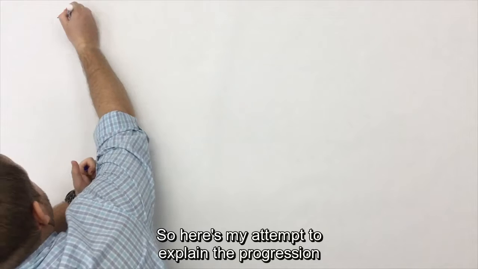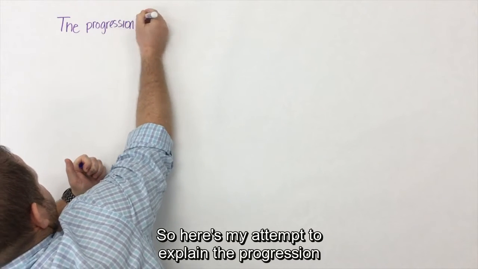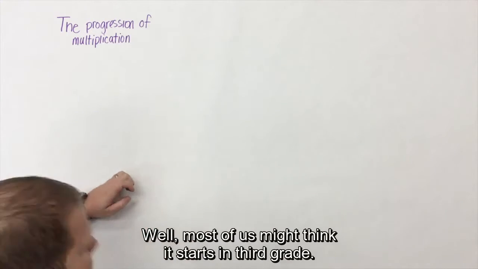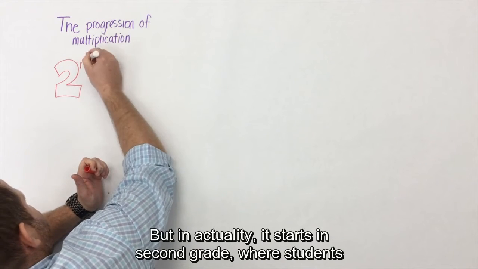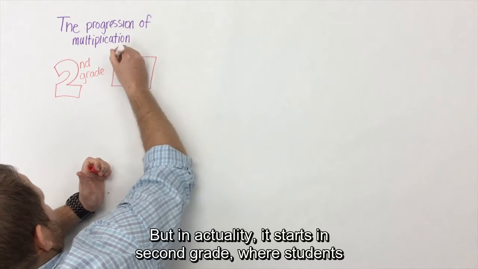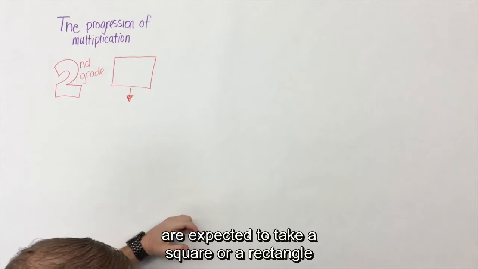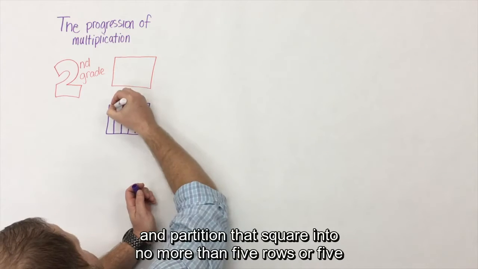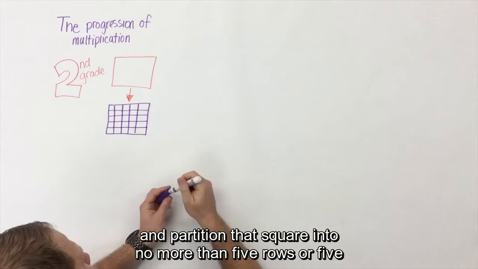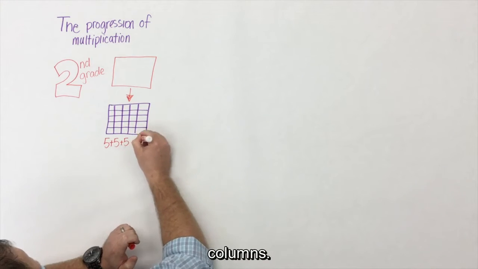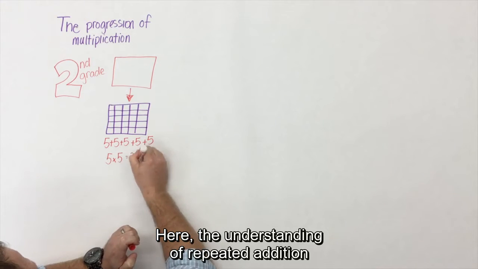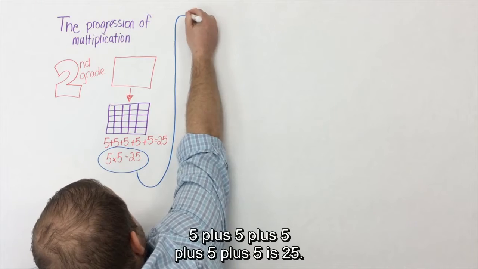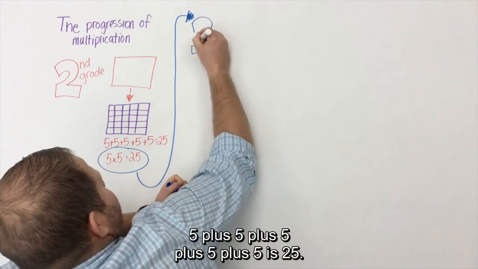So here's my attempt to explain the progression of multiplication. Well, most of us might think it starts in third grade, but in actuality, it starts in second grade, where students are expected to take a square or a rectangle and partition that square into no more than 5 rows or 5 columns. Here, the understanding of repeated addition is established. 5 plus 5 plus 5 plus 5 plus 5 is 25.